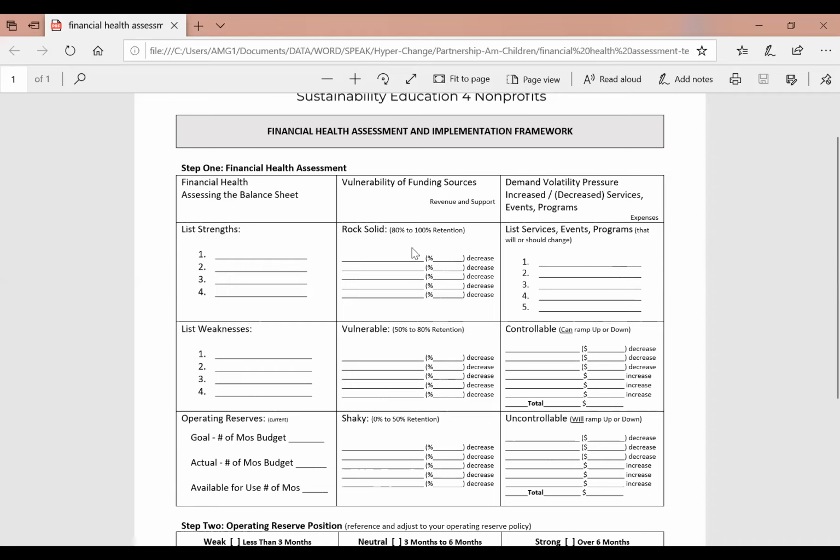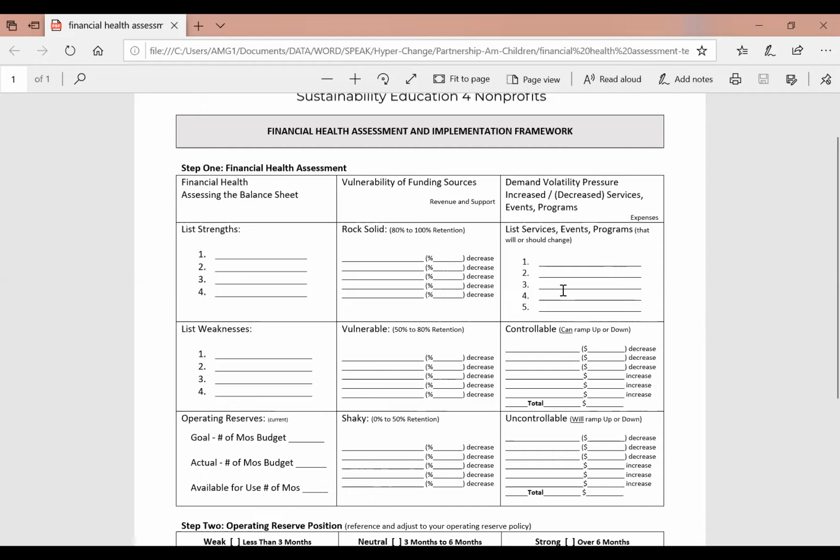So I got this the other day. You could have a source up here that's actually increasing. Don't have to just list the decreasing. There's been a few organizations I've been working with that are eligible for increased funding during this time. So you could have that. And then the demand volatility shows up in the last box here.